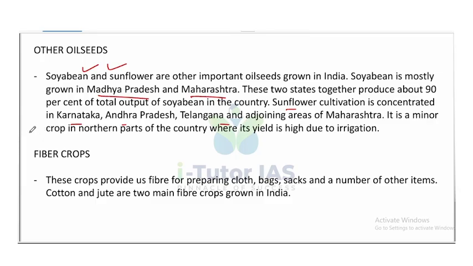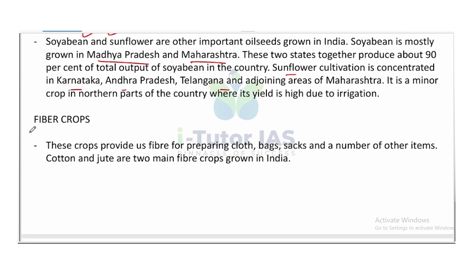Now, fiber crops. These crops provide us fibers for preparing cloth, sacks and a number of other items. Cotton and jute are two main fiber crops grown in India.